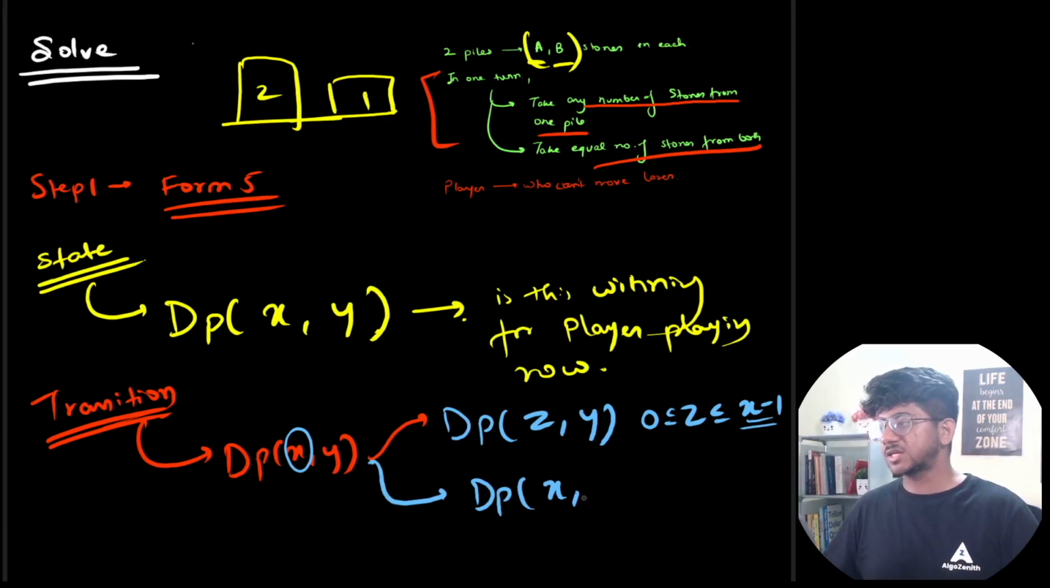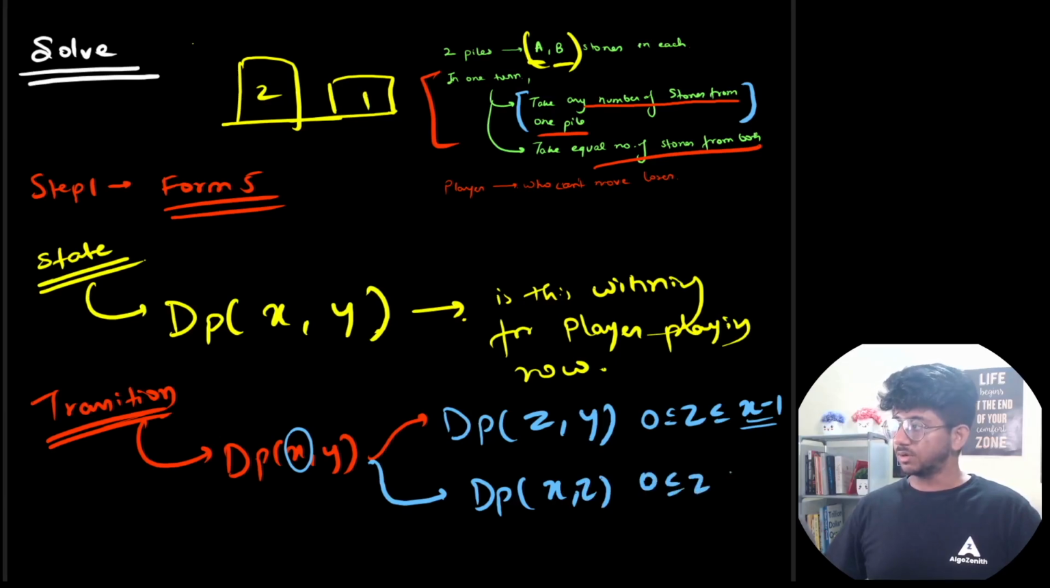Or I can go into dp of x, which remains the same. I do this first operation on the second pile, so some z, where z is going to be equal to y minus 1. Or I can take an equal number of stones from both the piles.